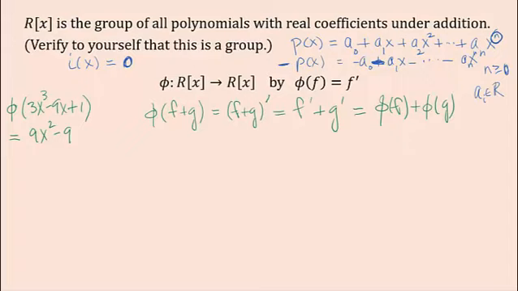Well, phi of R[x]. What is the image of the entire group? Well, is it onto? If we pick a polynomial, any polynomial, it has an antiderivative. It has infinitely many of them. So this is definitely onto. Phi of R[x] is equal to R[x].